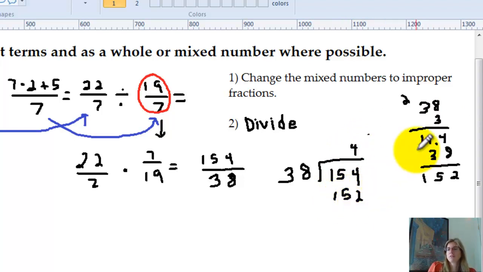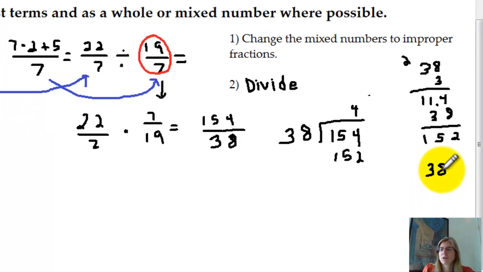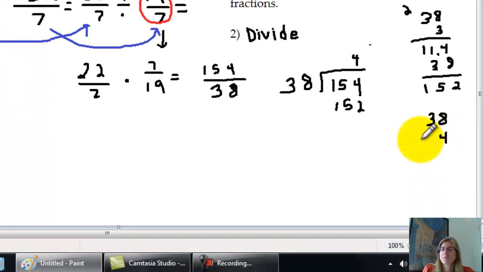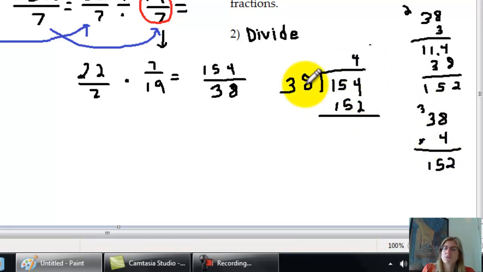And if you didn't know what I did over there, I'll just show you. 38 times 4 equals 152. 8 times 4 is 32. Carry your 3. 4 times 3 is 12. 13, 14, 15. 152. Okay, so 4 times 38 is 152. 154 minus 152 is 2. 4 and 2 38ths.